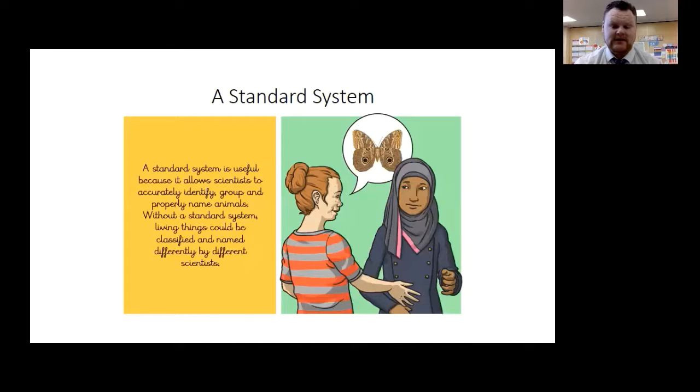So a standard system, touched upon this in our last lesson. A standard system, so one that everybody uses, is useful because it allows scientists to accurately identify groups and properly name animals. Without a standard system, living things could be classified and named differently by different scientists, which would be very confusing and defeat the purpose of having a classification system in the first place.